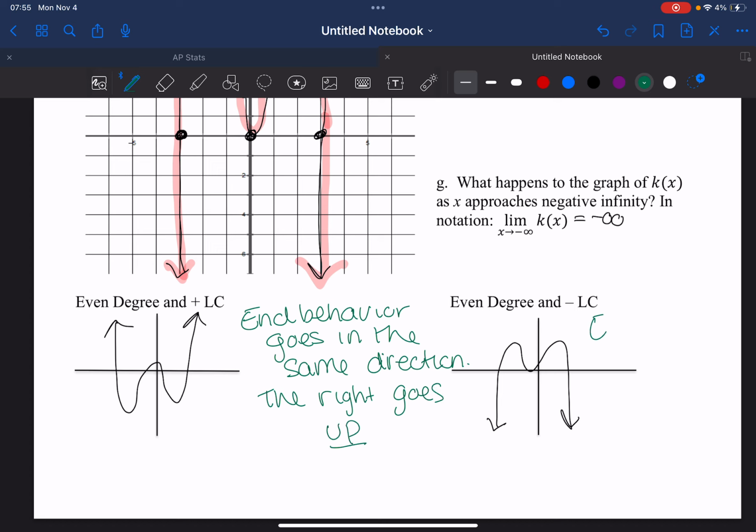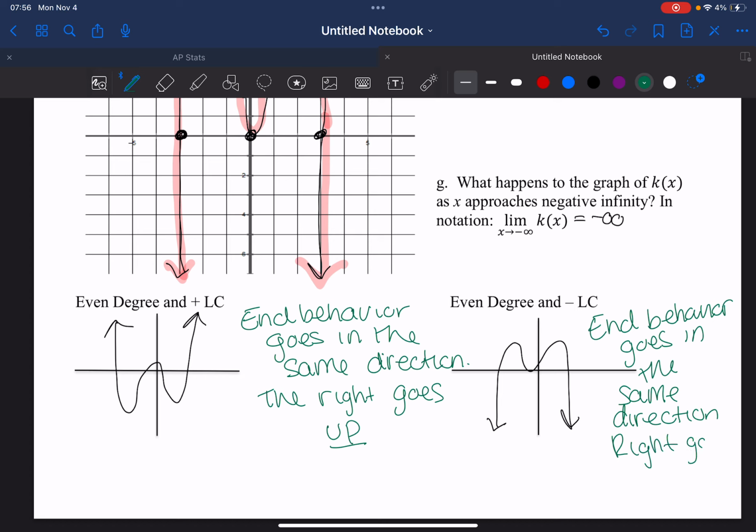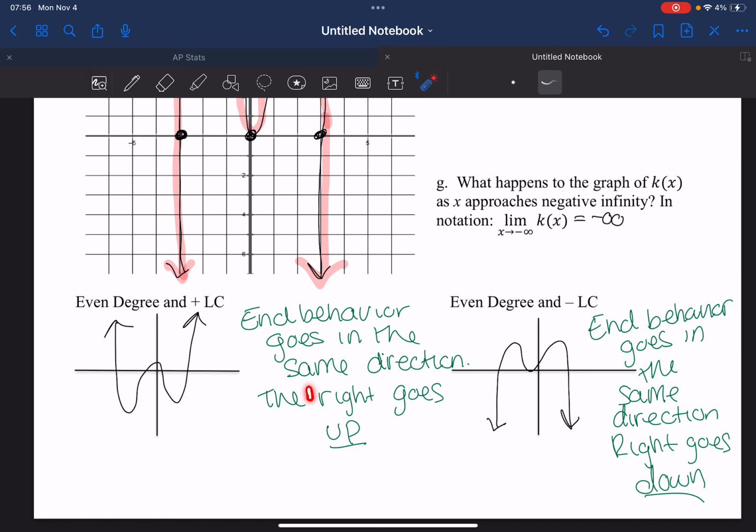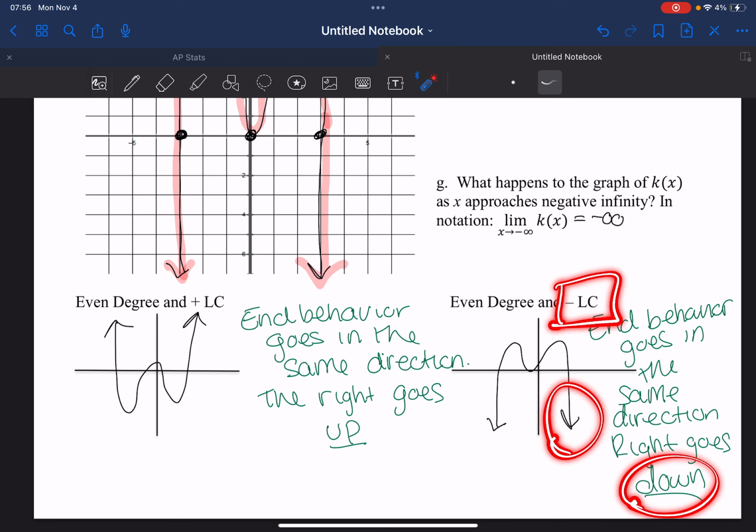And then the other side, the end behavior goes in the same direction, but now the right goes down. And again, end behavior are those arrows, so notice how they're going in the same direction, whether it's going up or down. And then our right side determines if it's a positive or negative leading coefficient. So since our right side is going up, this is a positive leading coefficient. And since our right side is going down, this means it's a negative leading coefficient.